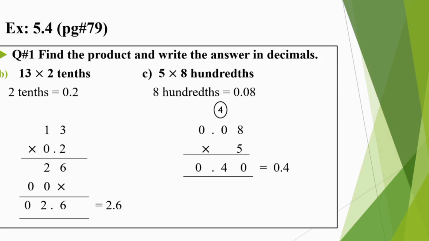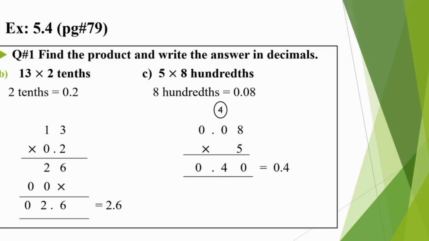5 multiplied by 8 hundredths. 8 hundredths means 8 divided by 100, which is equal to 0.08. 0.08 multiplied by 5. Now I put 0.08 first and then 5. Why? Because there are more digits in 0.08, so I write it first, and the single digit or smaller number of digits will come as the multiplier to make our multiplication easier.